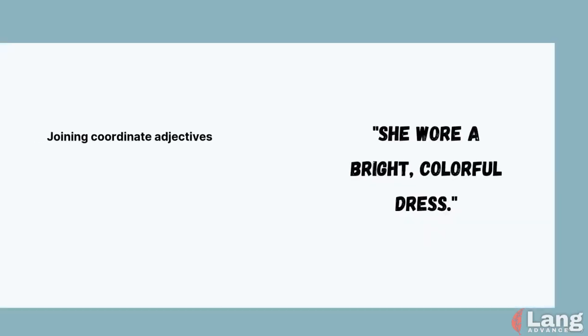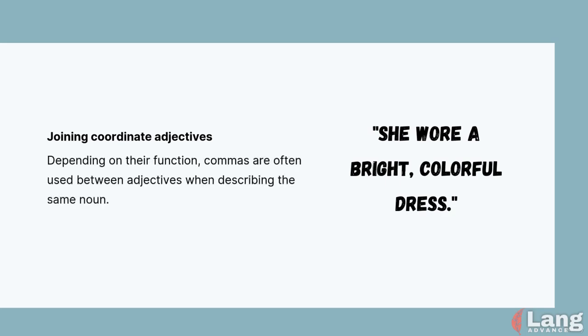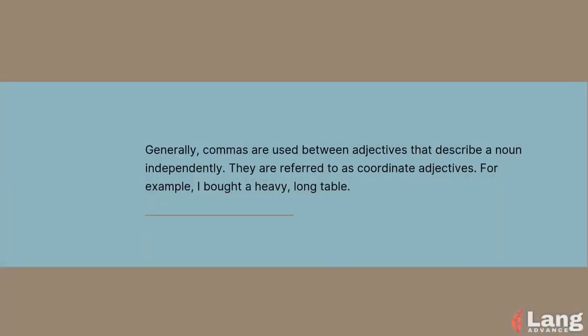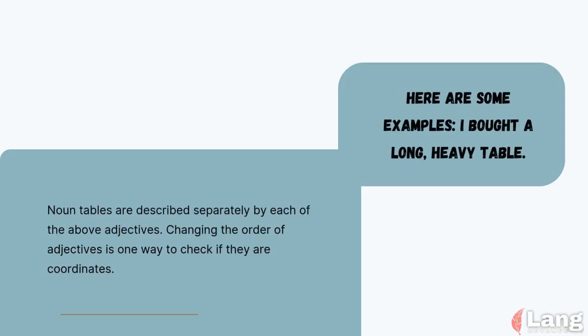Joining coordinated adjectives. Depending on their function, commas are often used between adjectives when describing the same noun. Generally, commas are used between adjectives that describe a noun independently. They are referred to as coordinate adjectives. For example, I bought a heavy, long table. The noun table is described separately by each of the above adjectives.